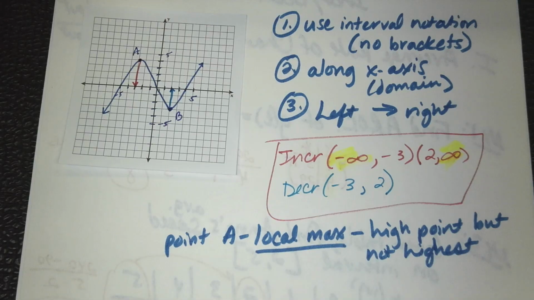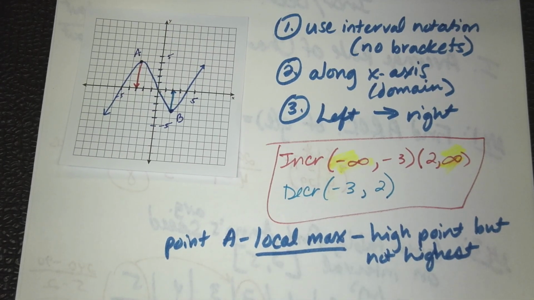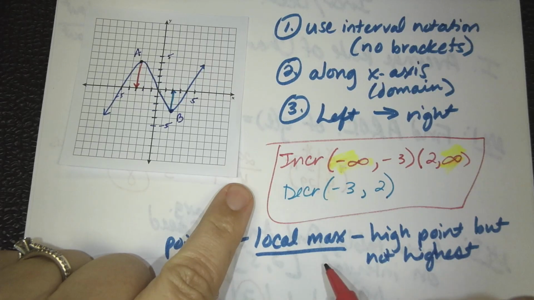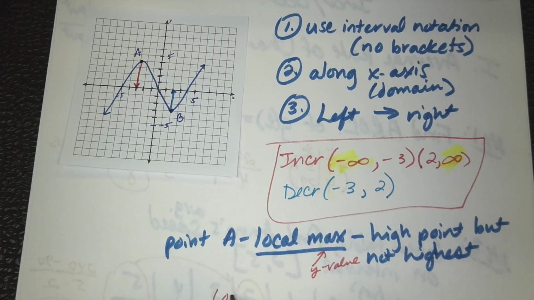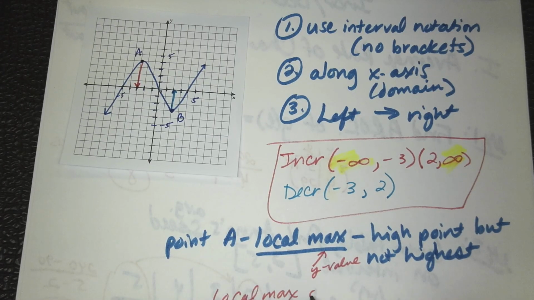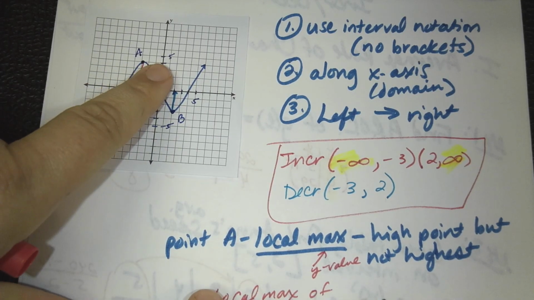Now, here's the problem that you have to say, because this is what it's going to ask us. What is the local max? Well, here's what's weird. This is x's. Your local max is your y's, your y value. And so you would say, I have a local max of, what is that y value?